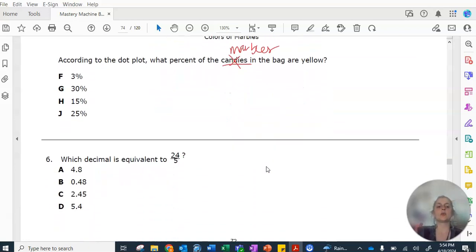And last but not least, which decimal is equivalent to 24/5? Now looking at that, I know that is an improper fraction because my numerator, my top number, is bigger than my denominator, my bottom number, which means I'm looking for an answer that is bigger than 1 whole. So immediately I can eliminate B because that says 0 and a little bit, not even 1 and a little bit. A says 4 and a little bit, C says 2 and a little bit, D says 5 and a little bit. Those are all over 1, so they're all still possibilities. And you can figure out which one it is by doing numerator divided by denominator. And now you're done with your homework.